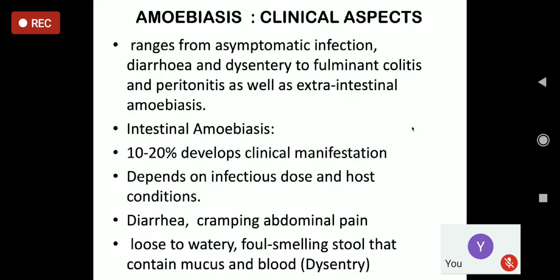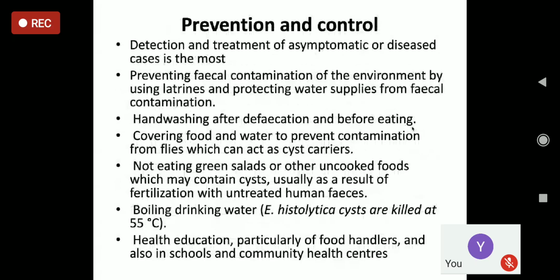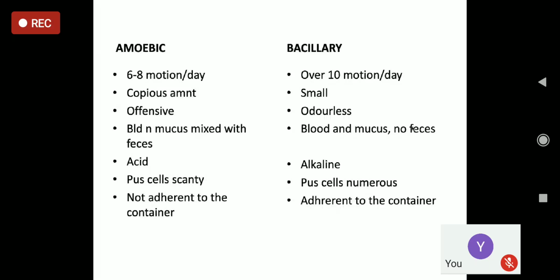So for that, we have to know the differentiation between amoebic dysentery and bacillary dysentery. Okay, this is important from an examination point of view because it is most frequently asked in examinations as ACQ or sometimes in MCQ also. These are the basic differences between bacillary and amoebic dysentery.